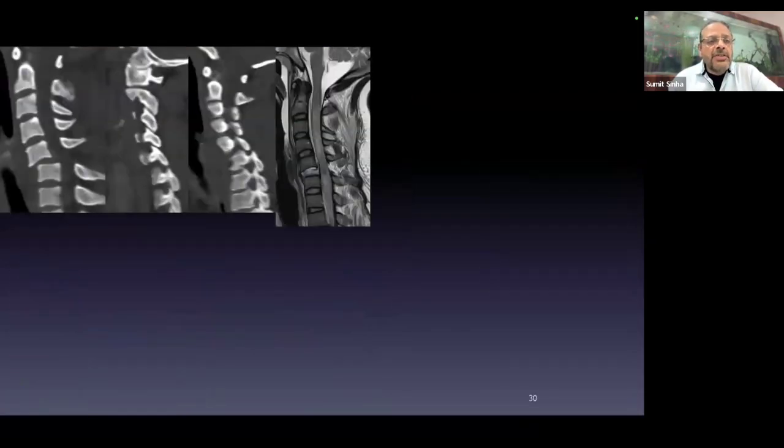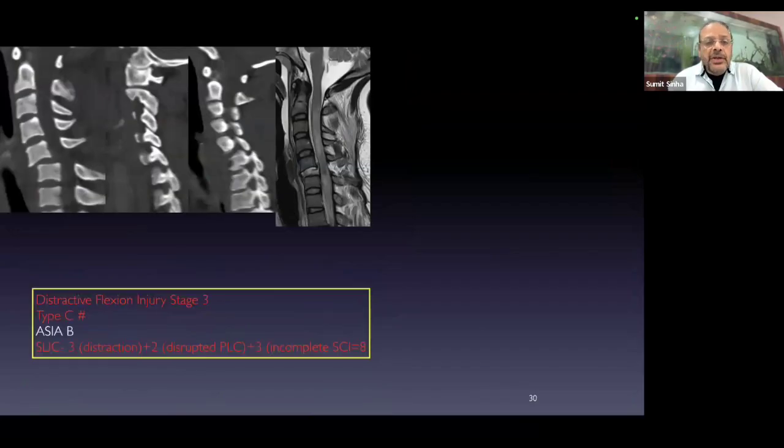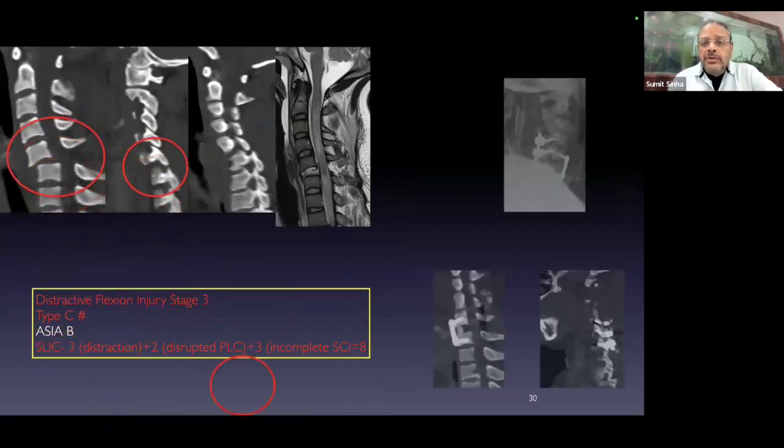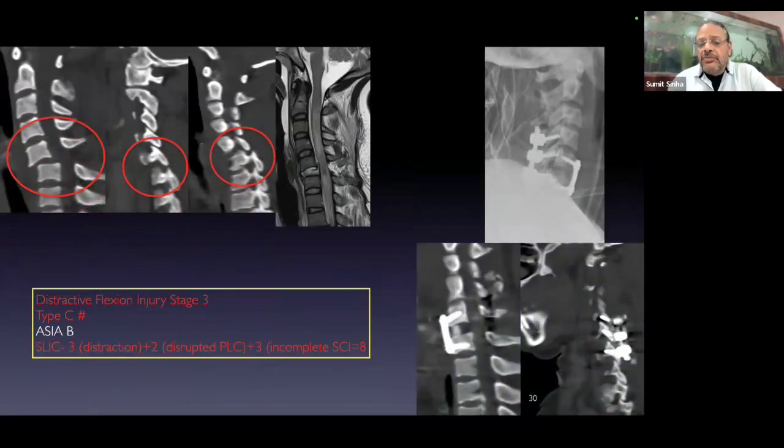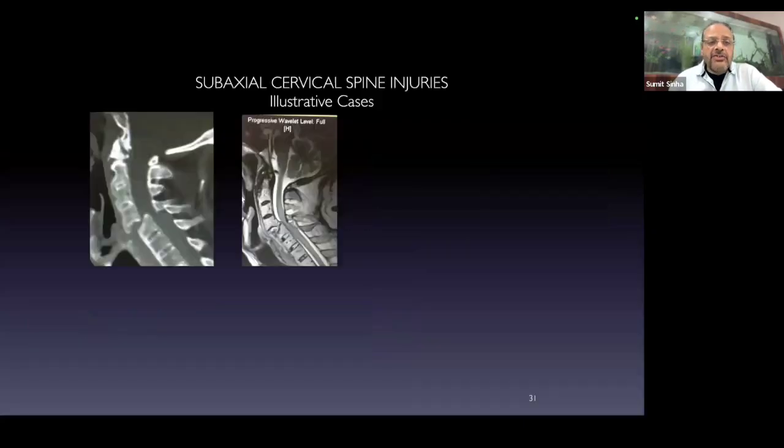Another example of C5-6 facetal dislocation. You see, this is again a type C injury. Whenever you see a dislocation, this is a type C injury. So this was again dealt with 360-degree anterior monosegmental fusion and a posterior lateral mass fixation.